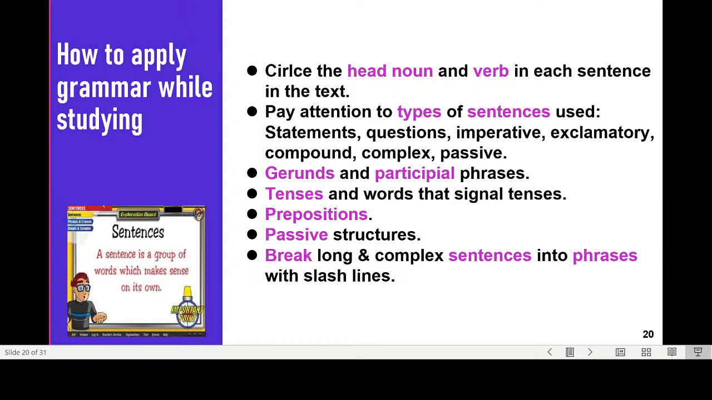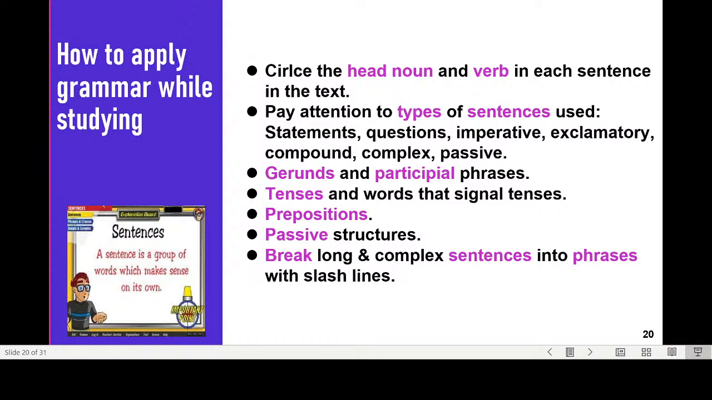Especially in sentences that are very long, it's very important to circle the head noun because the whole sentence will be talking about it. And the verb. Sometimes there are several verbs. The verbs are more important than prepositional phrases, than adverbs, than other or even pronouns.